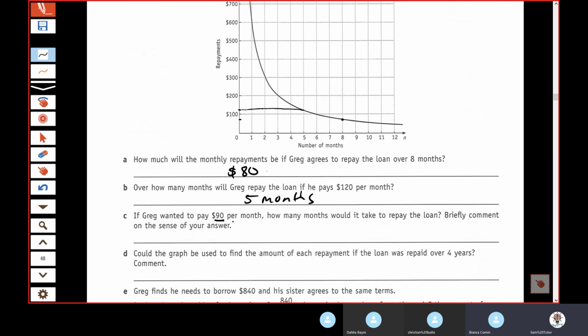If Greg wanted to pay $90 per month, how many months would it take to repay the loan? Briefly comment on the sense of your answer. If you wanted to pay 90, somewhere there, go across. 6. Should be 7. Yeah. I'm just going to say 7 months. Briefly comment on the sense of your answer.